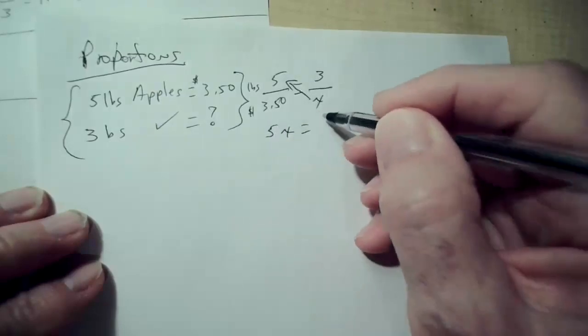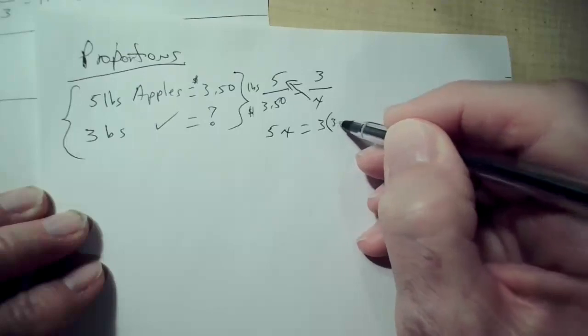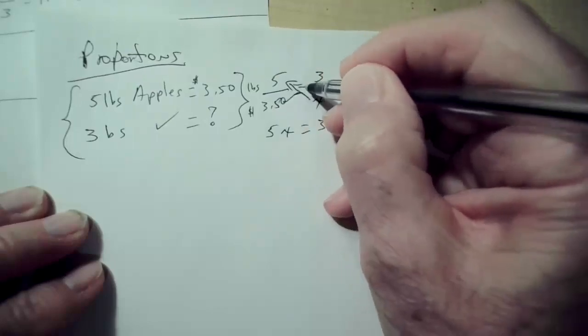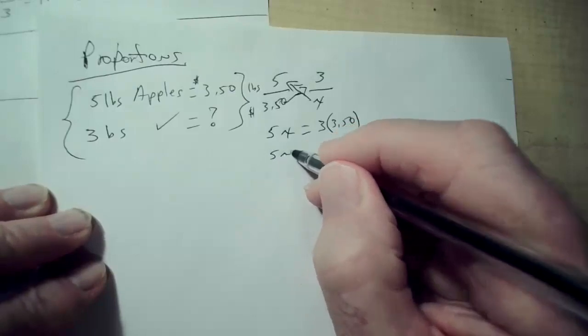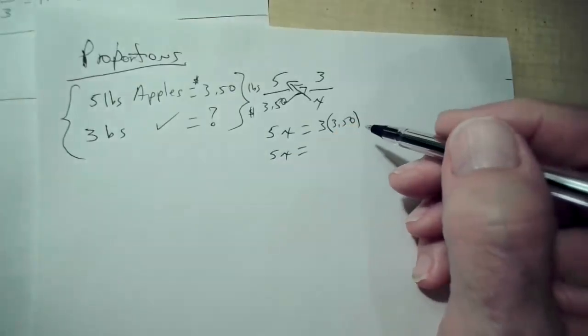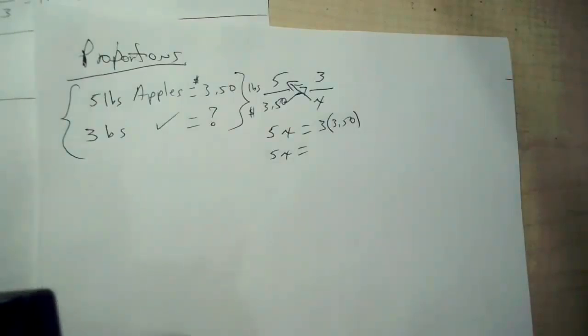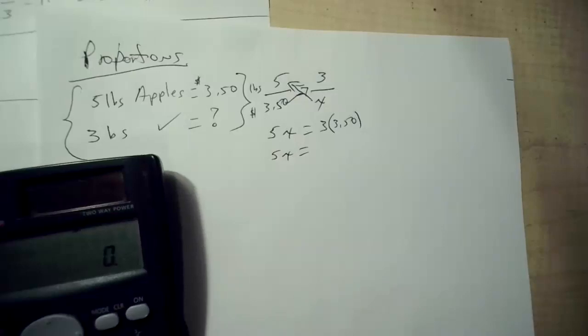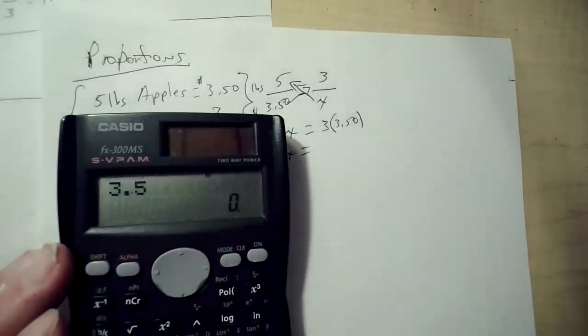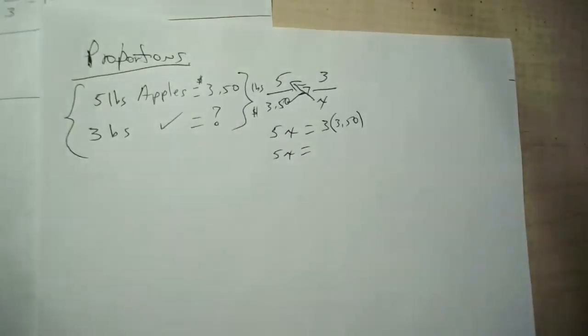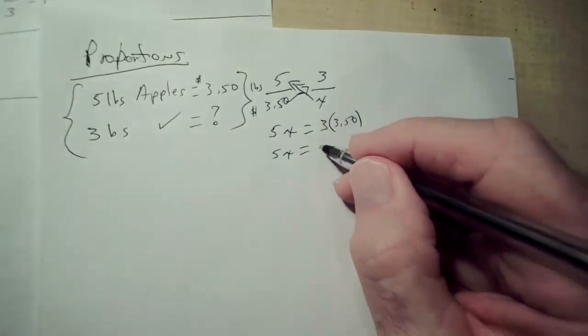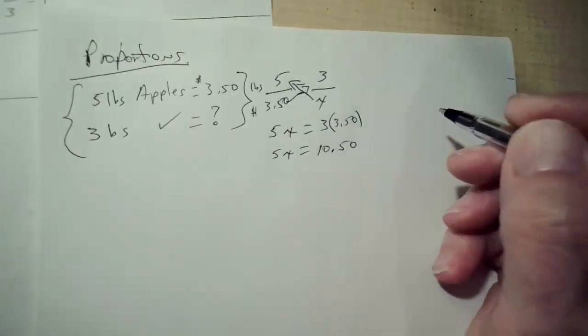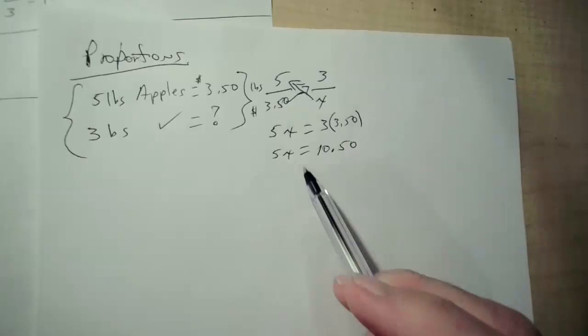So this is 5x equals 3 times 350. Okay, cross multiply. So we get 5x equals, I'm sorry, I've been away from school for over a year, so my skills weren't very good to begin with. 350 times 3, what is that, 1050? Was that right? 1050? I think so.